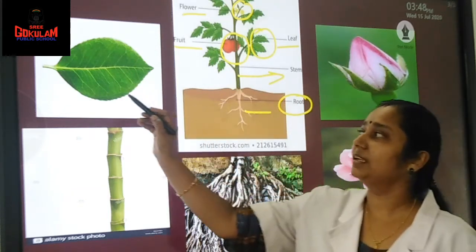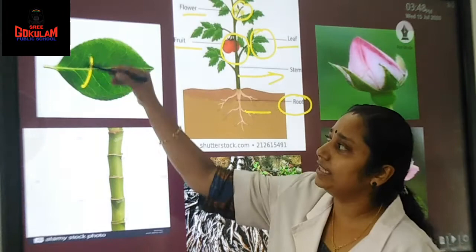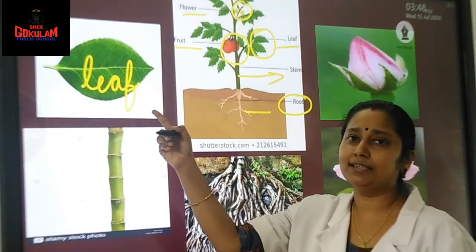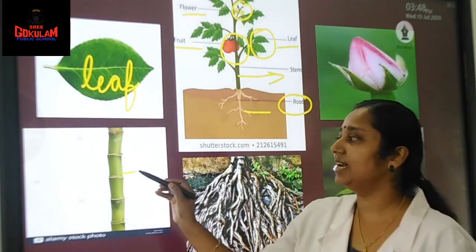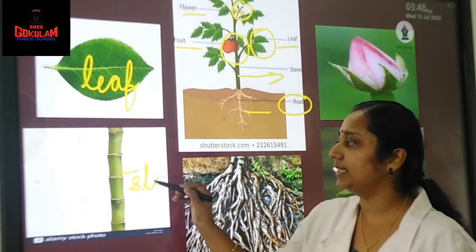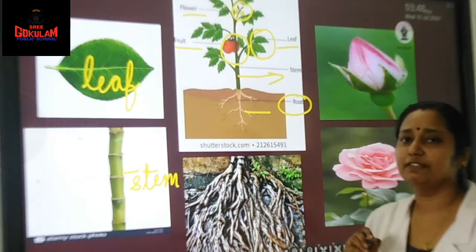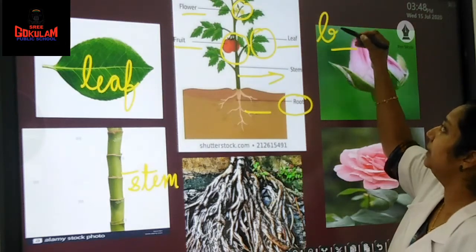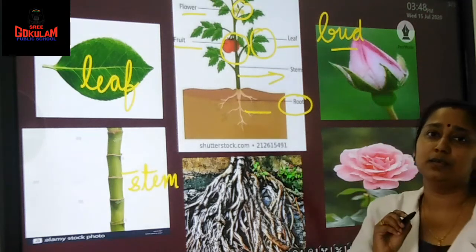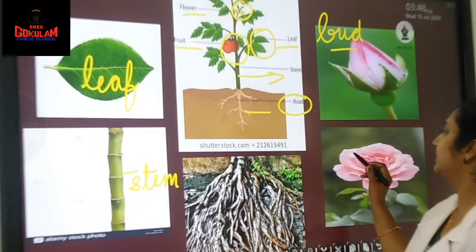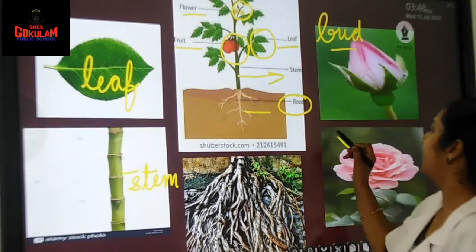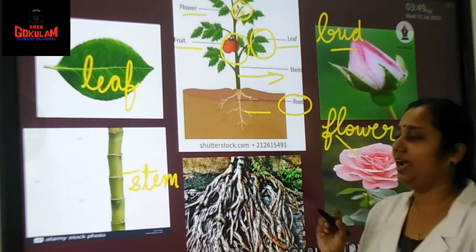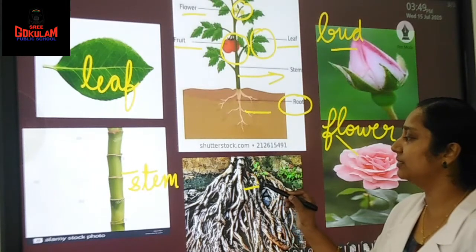Now you can see the picture clearly. What is this? Leaf. L-E-A-F. Leaf. Which part of the plant is it? Leaf. And this is the stem. S-T-E-M. Stem. Now this is the bud. B-U-D. Bud. And the bud becomes? Yes, flower. F-L-O-W-E-R. And this is the root. What is it? Root.